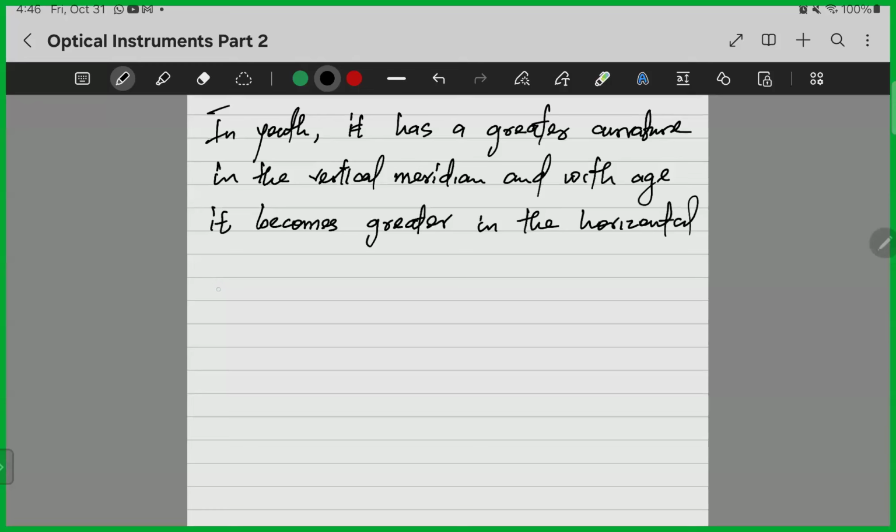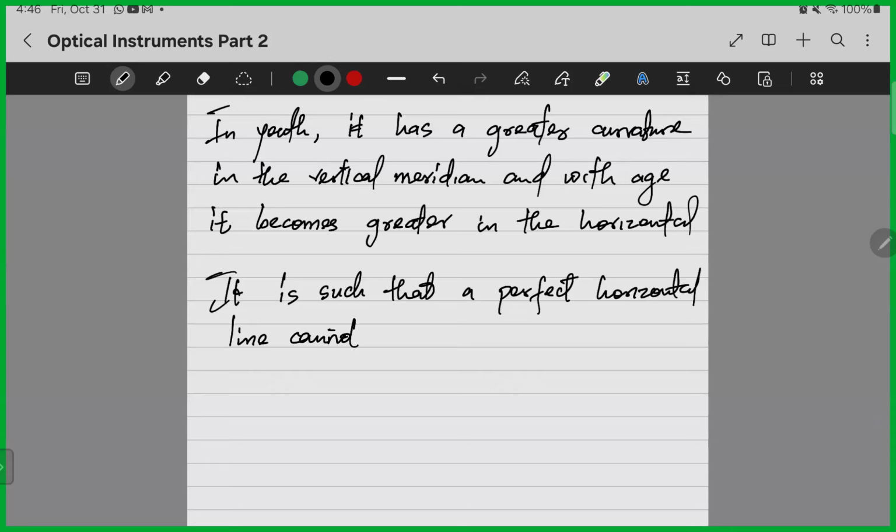So for that person, it is such that a perfect horizontal line cannot be drawn by such an individual. A horizontal line cannot be drawn with a free hand by such an individual. So just keep that in mind.